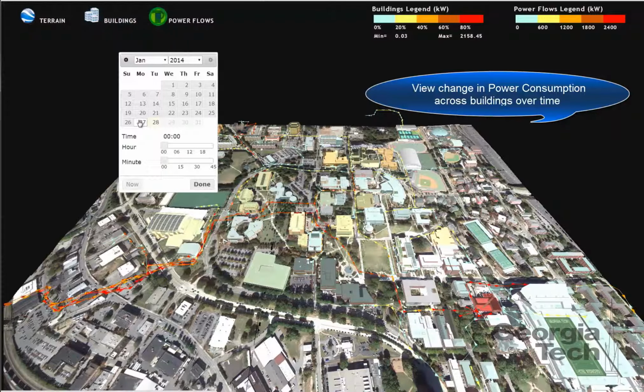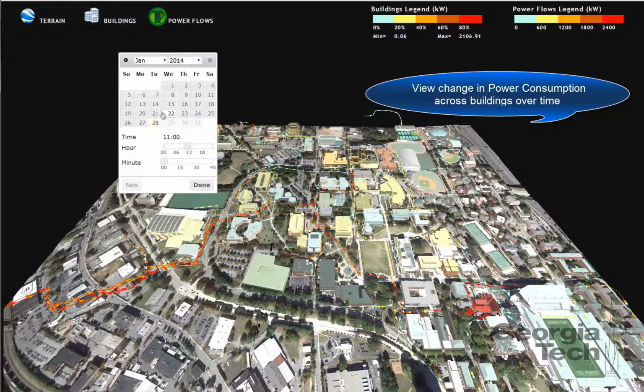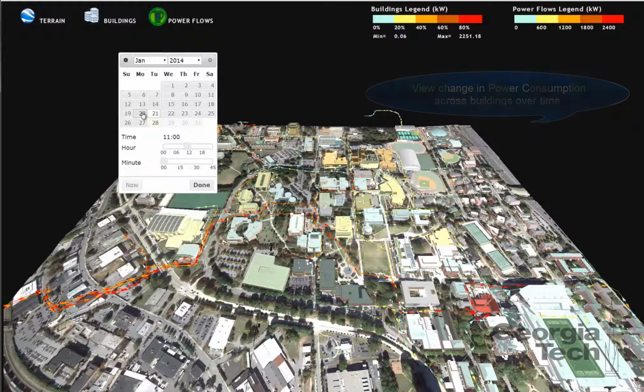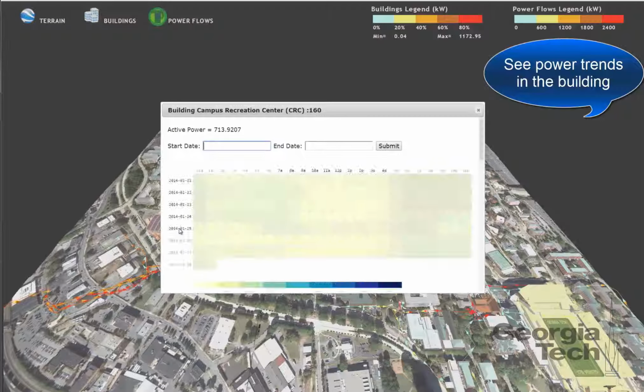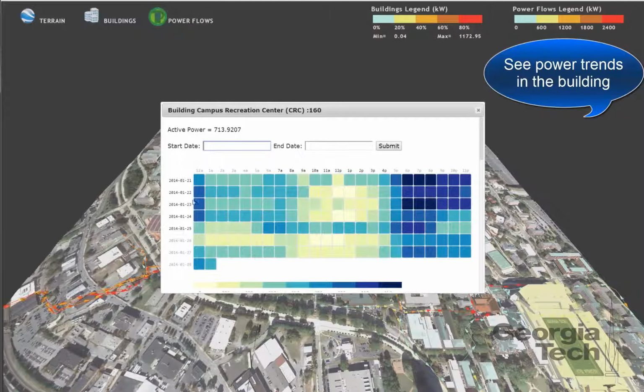Since the database records the power consumption values for every 15 minutes, you can drill down at the date, hour and minute level. You can click on a particular building to get more granular data.